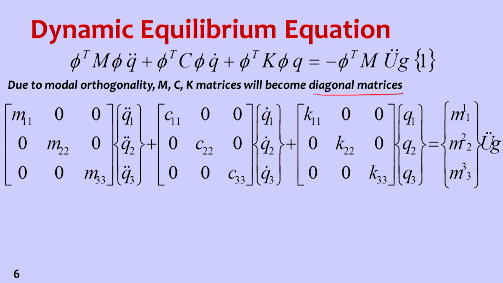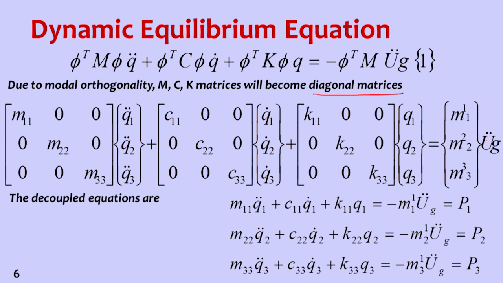So m11 multiplied by q1 double dot, c11 multiplied by q1 dot, k11 multiplied by q1 is equal to minus phi1 transpose m 1 multiplied by ug double dot. These decoupled equations look like this, where the right side corresponds to force 1, force 2 and force 3 in that mode shape. So modal analysis is converting an n degree of freedom system into n single degree of freedom systems.